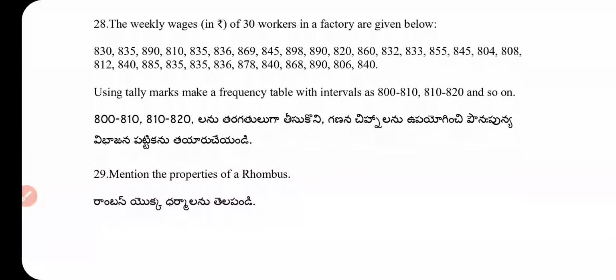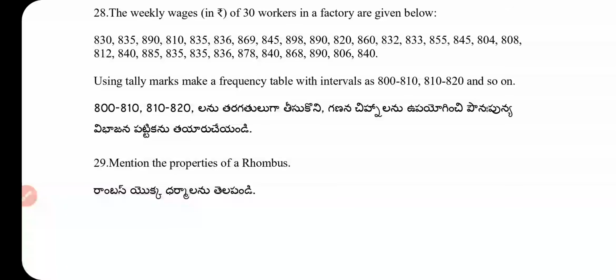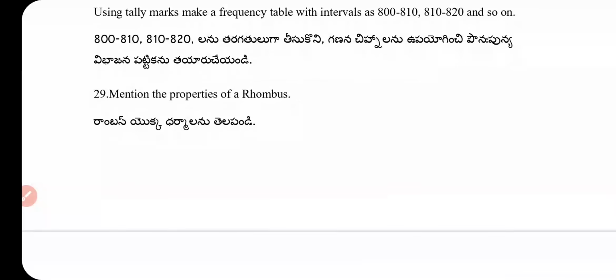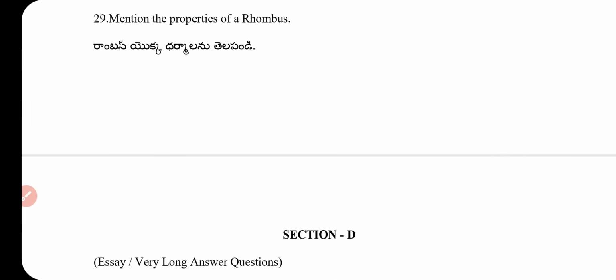Question number 28. The weekly wages of 30 workers in a factory are given below. Using tally marks, make a frequency table with intervals 800 to 810, 810 to 820, and so on. Question number 29. Mention the properties of a rhombus.